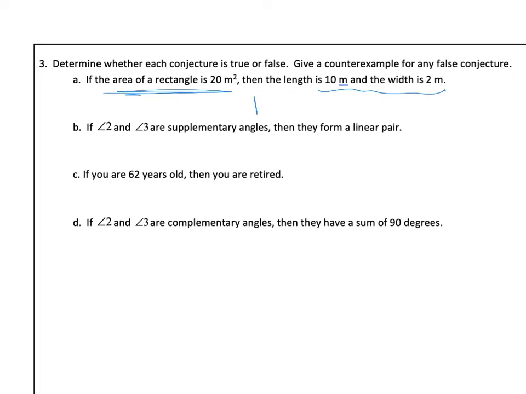Well, what about a rectangle that is 4 by 5? Would that have an area of 20? Yeah, if you multiply 4 times 5, you get 20. So this is going to be a false conjecture. And my example, my counterexample, is what if we have a length of 4 meters and a width of 5 meters. I still get an area of 20, but it's not a 10 by 2.